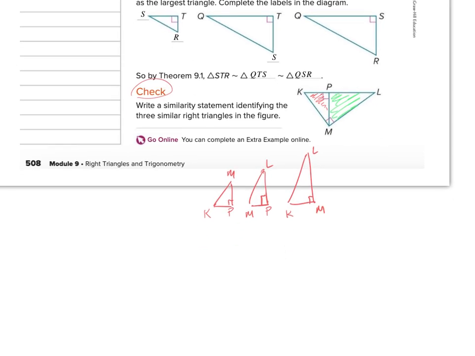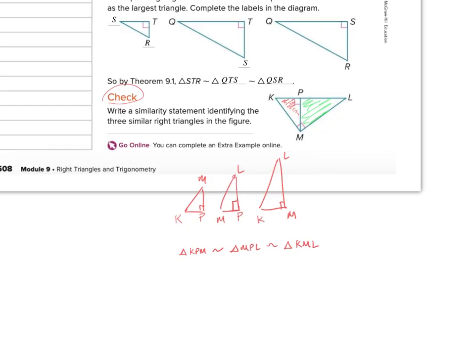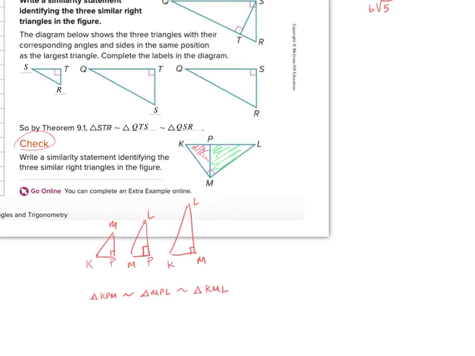And a similarity statement could be triangle KPN is similar to triangle MPL, which is similar to triangle KML. There you go. So being able to do the similarity statements, which angles match up with which angles. So let's see here, moving forward.